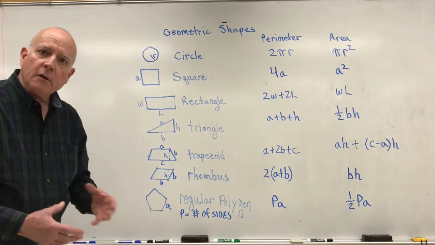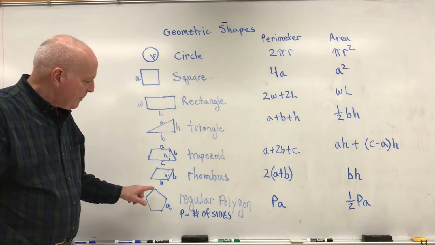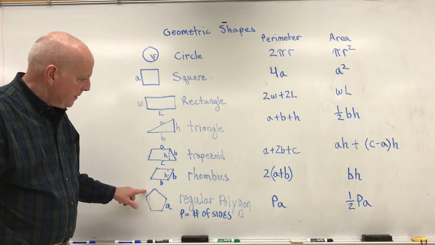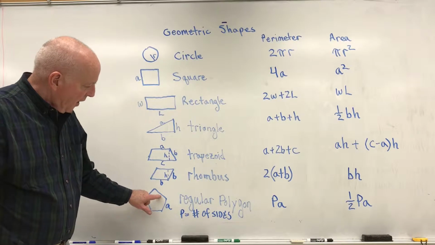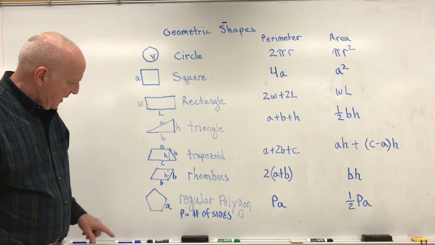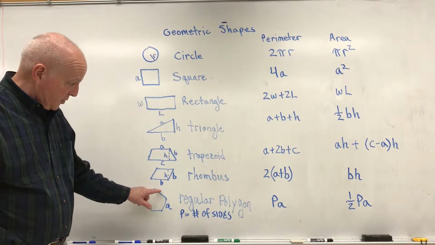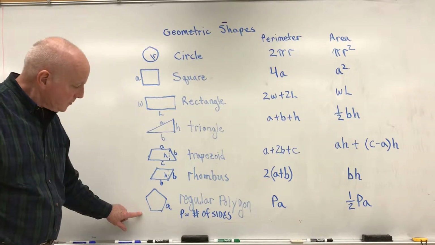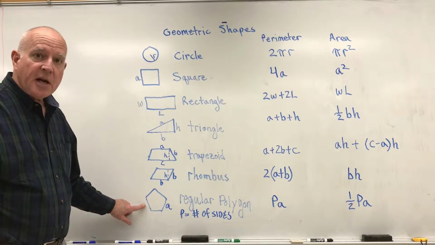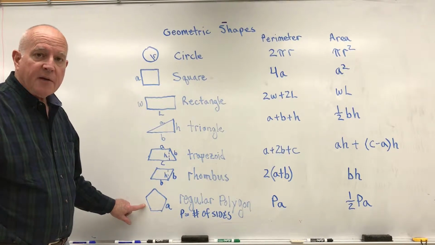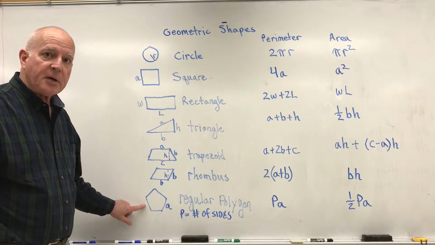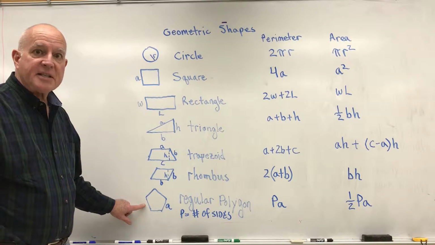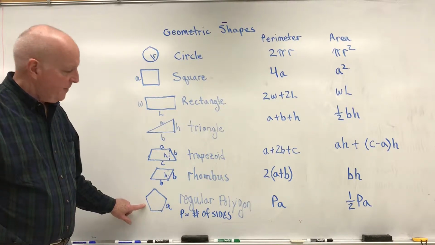Now, a regular polygon is a polygon, that means a multi-sided figure, that has all of the sides the same length. In this case, I've got a pentagon shown because it has 5 sides. Penta means 5. If I had 6 sides, it would be a hexagon. If I had 7 sides, it would be a septagon. If I have 8 sides, it's an octagon.